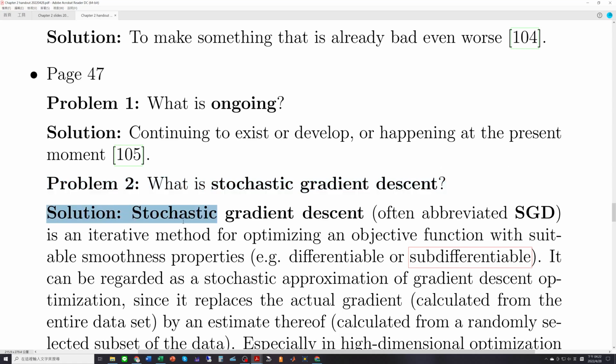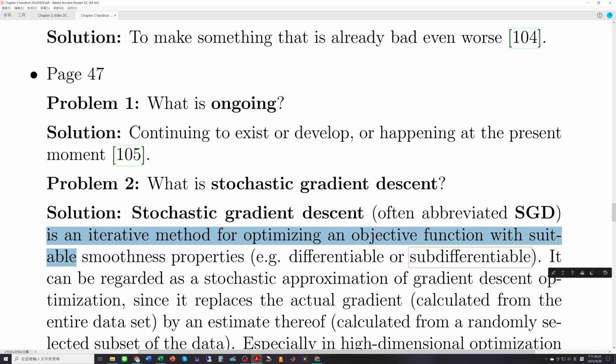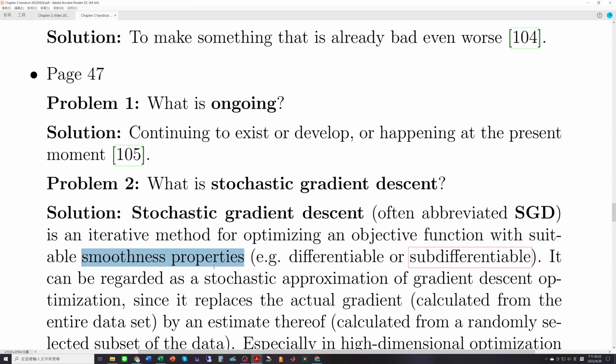Solution: stochastic gradient descent, often abbreviated SGD, is an iterative method for optimizing an objective function with suitable smoothness properties, for example, differentiable or subdifferentiable. Okay, what is subdifferentiable?